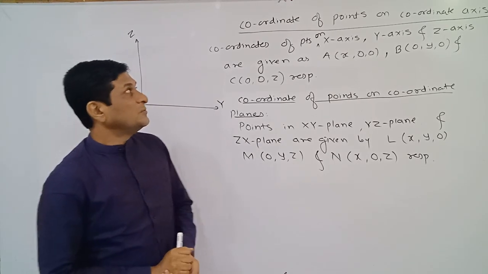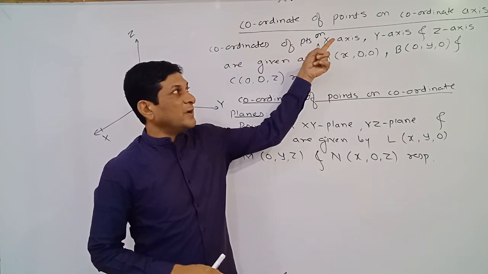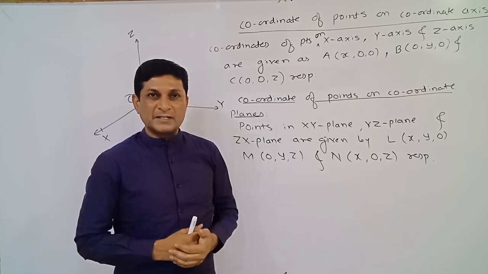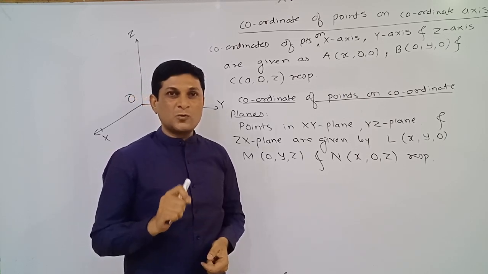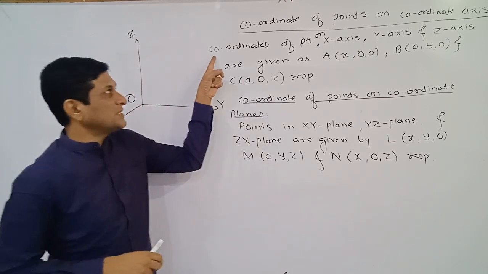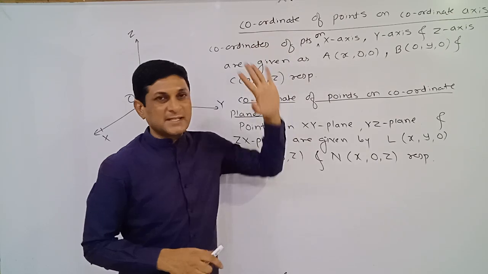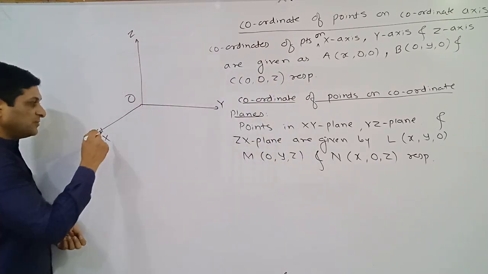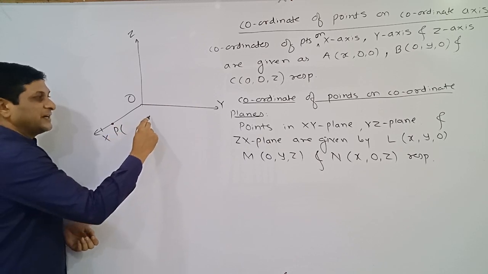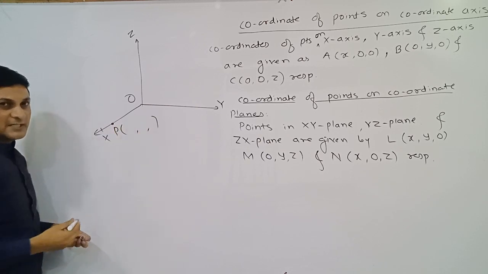Now we are discussing the coordinates of a point on a coordinate axis. Means if the point lies on a coordinate axis, how do we find the coordinates of that point? So now in the first case I am supposing that the point lies on the x-axis. Let us suppose this is one point which lies on the x-axis and we are trying to find the coordinates of this point, isn't it?